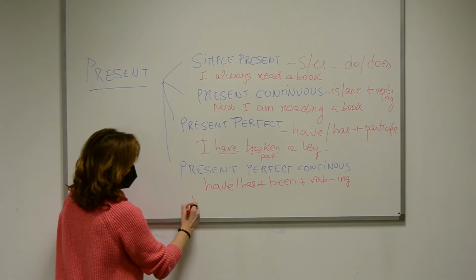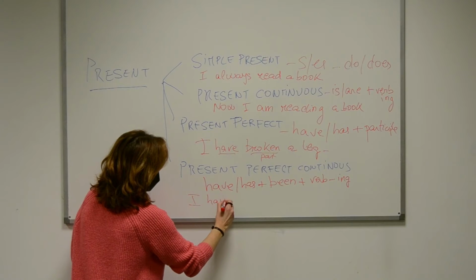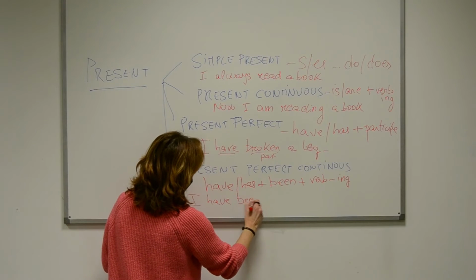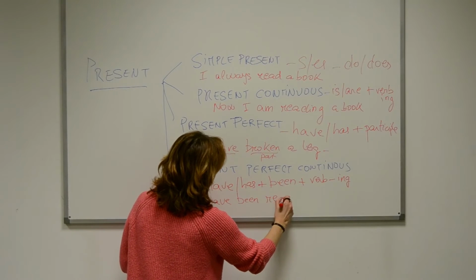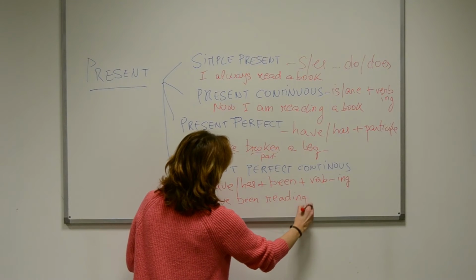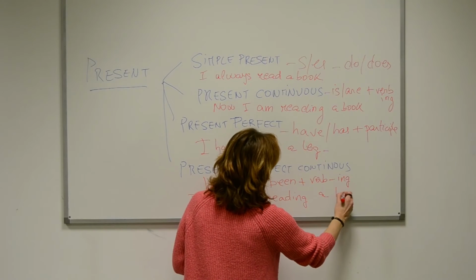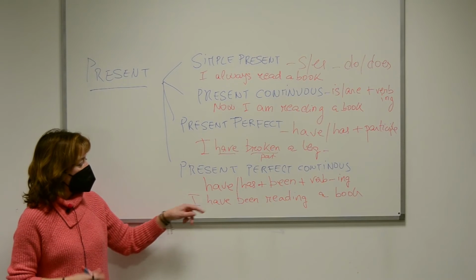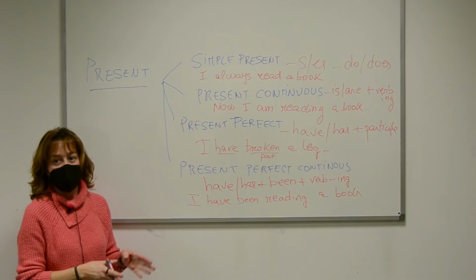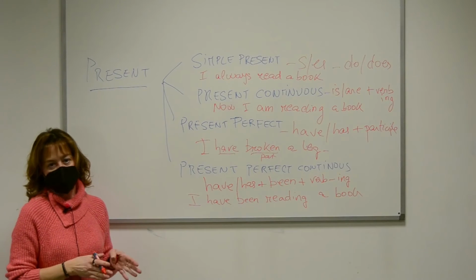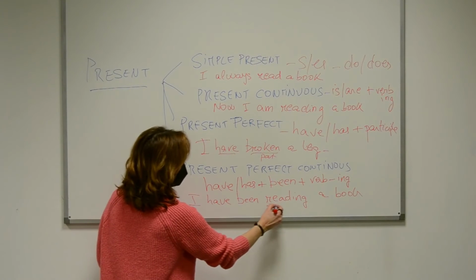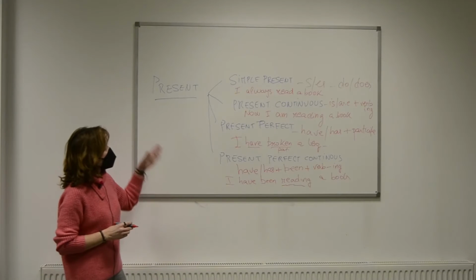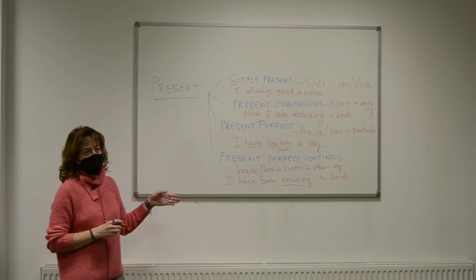For example, I have been reading a book. In this case, the action is a durative action that is happening in the present. The duration is indicated by the word reading. Present refers to present time.